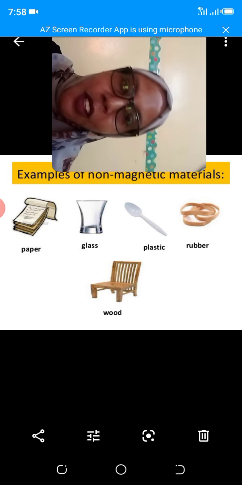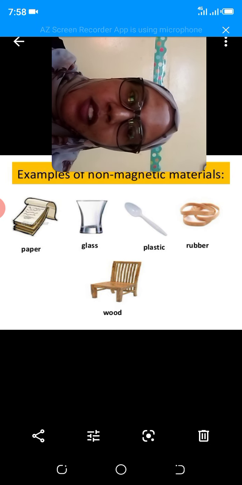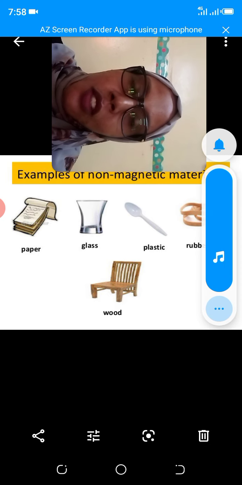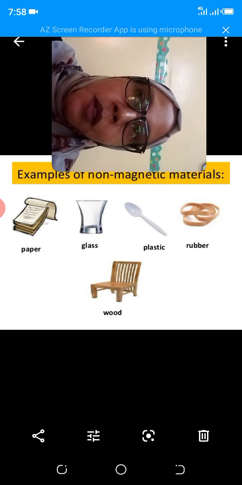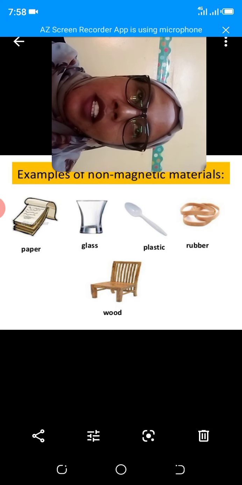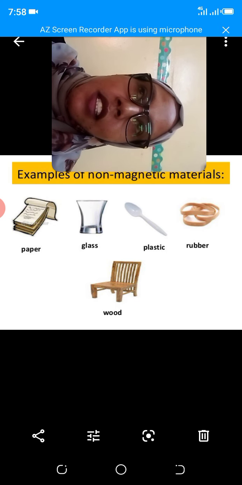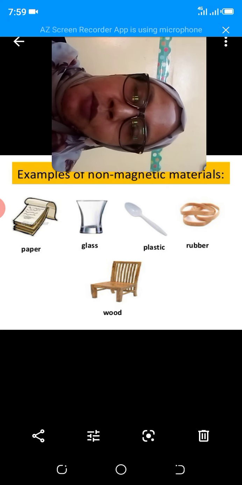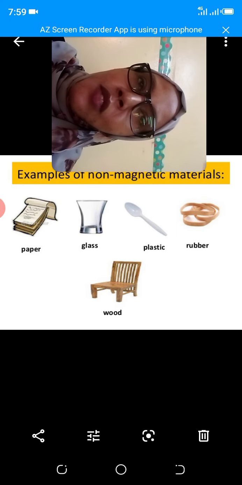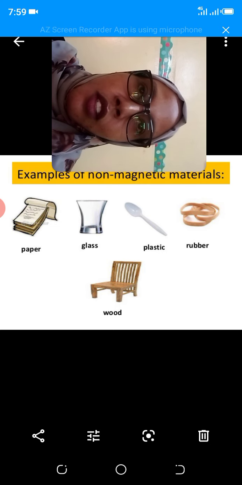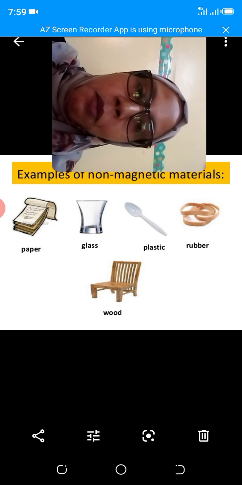Today we will continue our learning about materials properties. We talk about properties like hardness, for example, and strength, and heat conductivity, and absorbency. All these properties we talk about. Okay, today we will talk about new properties. Number one is magnetic.